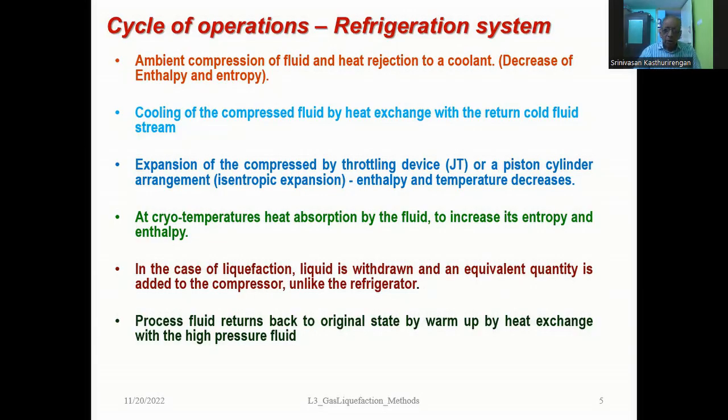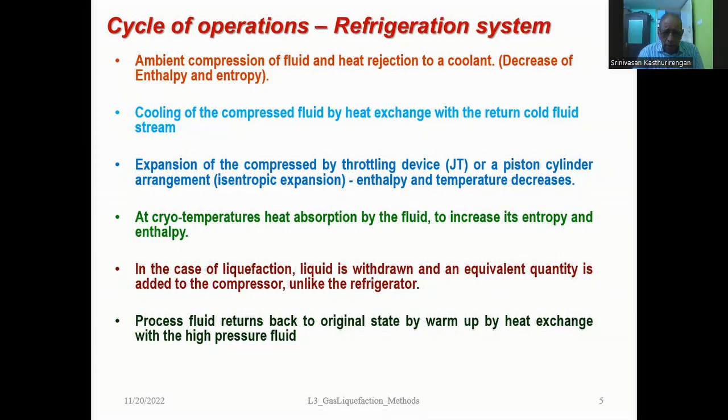It will become hot, hot compressed gas, and the heat has to be rejected to a coolant. This is to essentially decrease the enthalpy and the entropy of the fluid. Now, this hot gas, now cooled back to ambient temperature but at high pressure, has to be cooled by the compressed fluid, which is returning in the opposite stream in a heat exchanger. Now, the gas will become cold just before the Joule-Thomson valve.